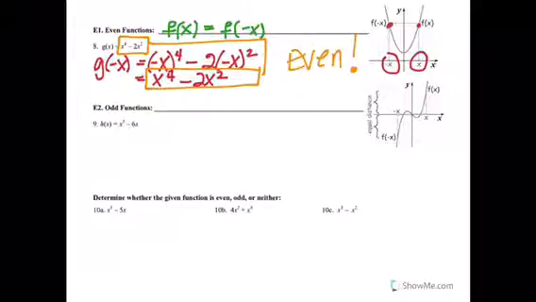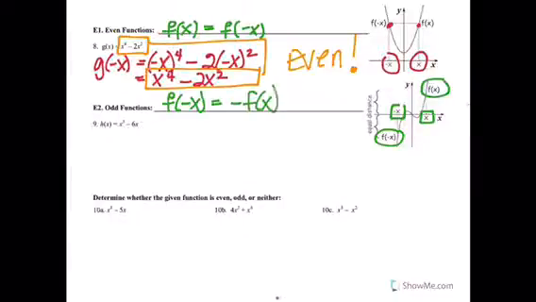Okay, let's talk about odd functions. Notice this time when I plug in negative x, I get a negative value, and when I plug in positive x, I get a positive value. In other words, if you plug in negative x, instead of getting f of x, you get the opposite sign, f of negative x. So let's try it for this example number 9. Again, my test is to plug in negative x.